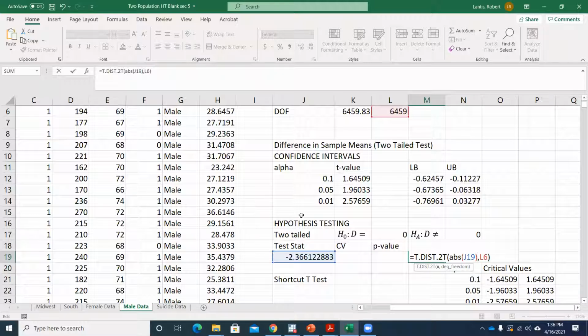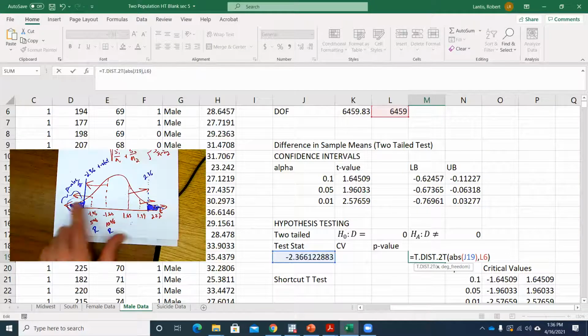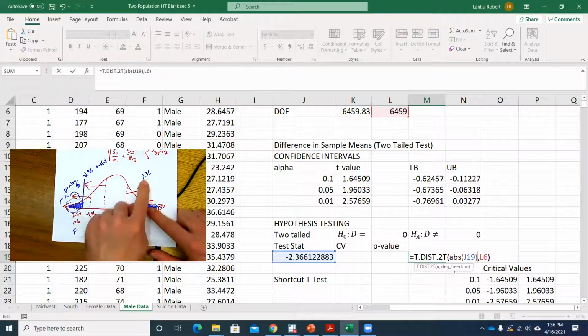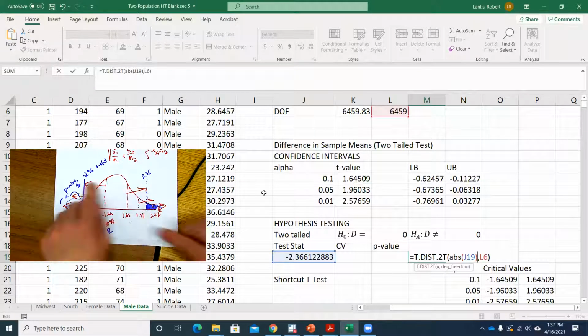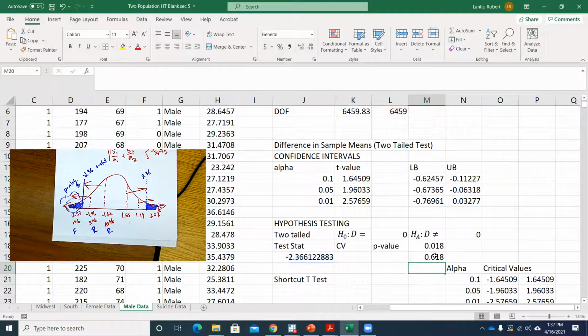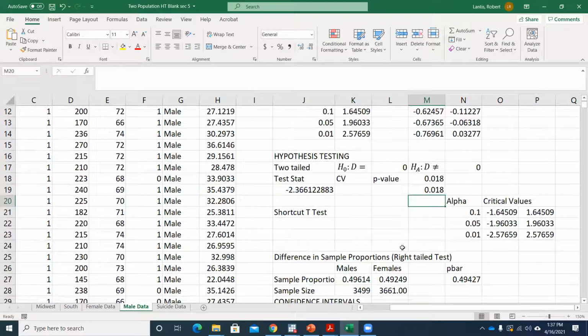Well, that's the same as the area to the right. If it turns this into a positive value and finds the area to the right, well, that would have been the same as finding the area to the left of the negative. But for whatever reason, that's how it's coded. Well, now it works okay for me. Okay, we should get the same value here.